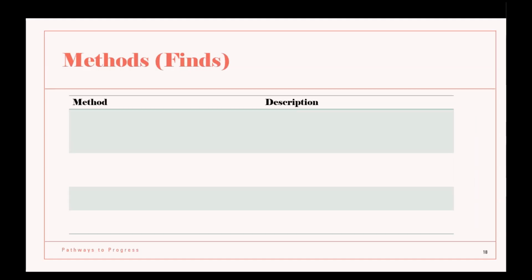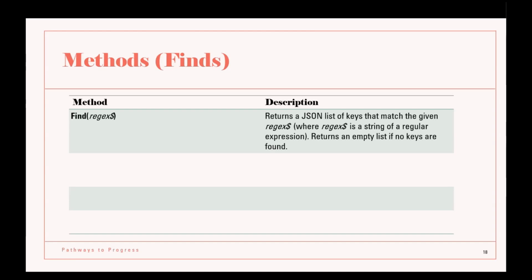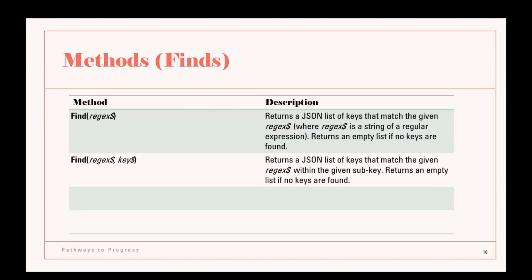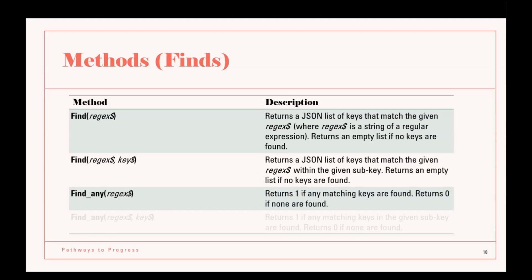So now we can actually talk about the find functions. The find function will return a JSON list of all the keys within our JSON data that match a given regular expression. If no keys are found, it will just return an empty list. We can also specify a key to look within a specific subobject, which can help narrow your search. There's also a similar set of functions called findAny that will simply find any keys that match and will return either a 1 or a 0.